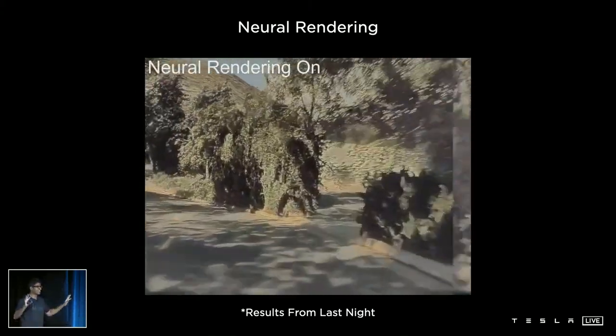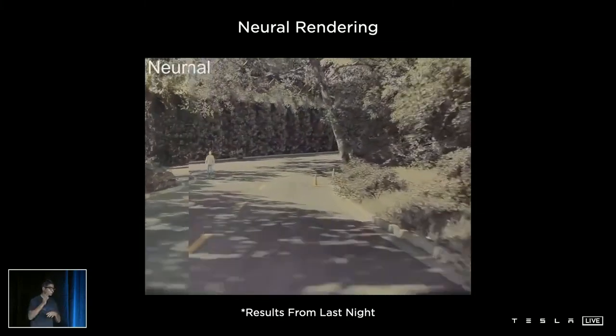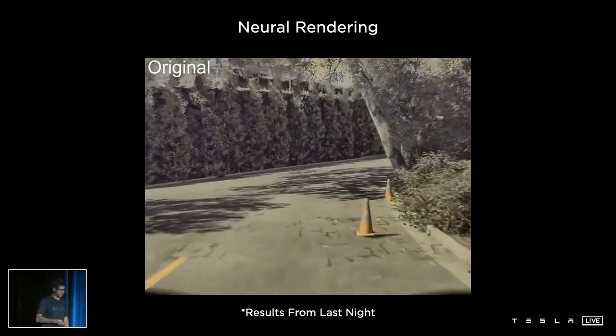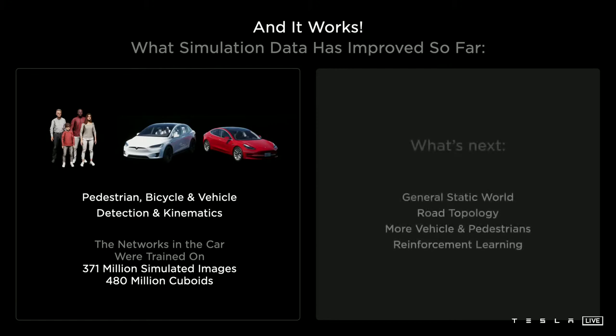This is the results from last night, because it was cool and we wanted to present it. But yeah, I'm very excited for what Sim can achieve. But this is not all bullshit, because networks trained in the car already use simulation data. We used 300 million images with almost 500 million labels. And we want to crush down all the tasks that are going to come up for the next several months.